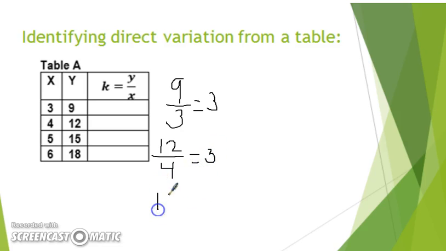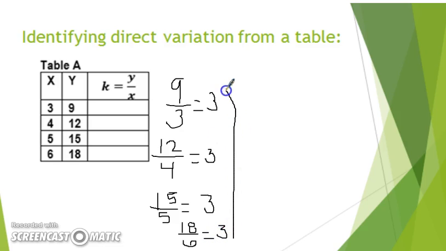Our next one is 15 over 5. And 15 divided by 5 is 3. Can I stop? No, because you have to make sure the last one is the same. So our last one is 18 over 6. And 18 divided by 6 is 3. So when I look at all my k's and I see that they're all the same, this would mean it is a direct variation.